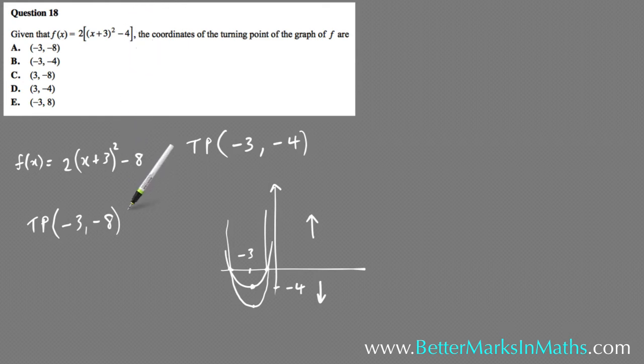So that's really how you do it. Make sure that when you are finding the turning point that there are no brackets around the whole thing, as there are in this question. So minus 3, minus 8 is going to be answer A. So A is the correct answer for this one.